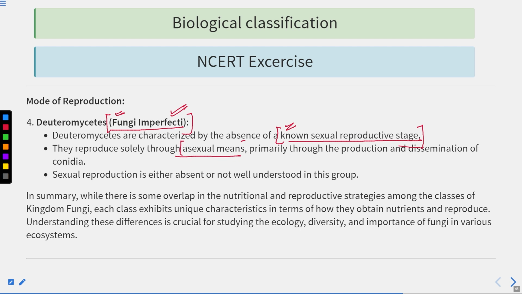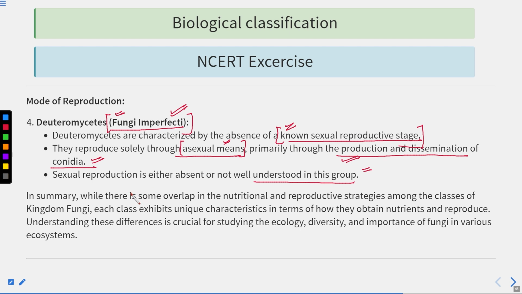So only asexual stages have been reported in the case of deuteromycetes, primarily through the production and dissemination of conidia. So we can see they produce conidia as asexual spores. They spread these conidia in the environment, and by that, they can give rise to a new individual. So asexual reproduction is by means of conidia. Sexual reproduction is either absent or not well understood in this particular group.